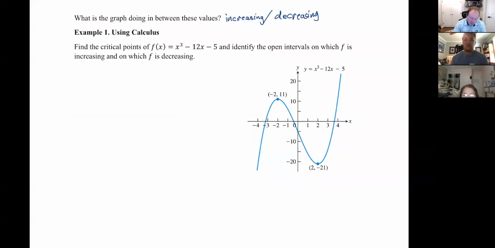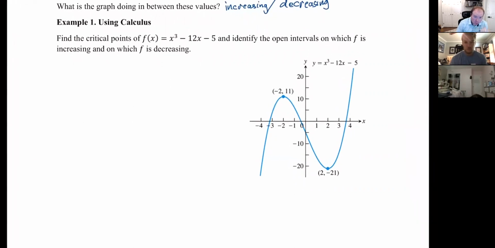So let's explore the critical point idea a little bit further. We're going to really focus on how we can figure out when the function is increasing and when the function is decreasing. Of course, we know the derivative as a rate of change. So we're going to have to observe what is happening with the derivative in between the critical points. So let's find the critical points.